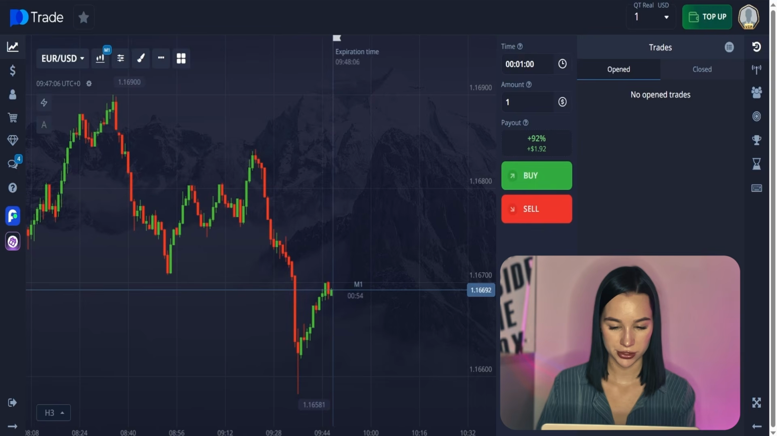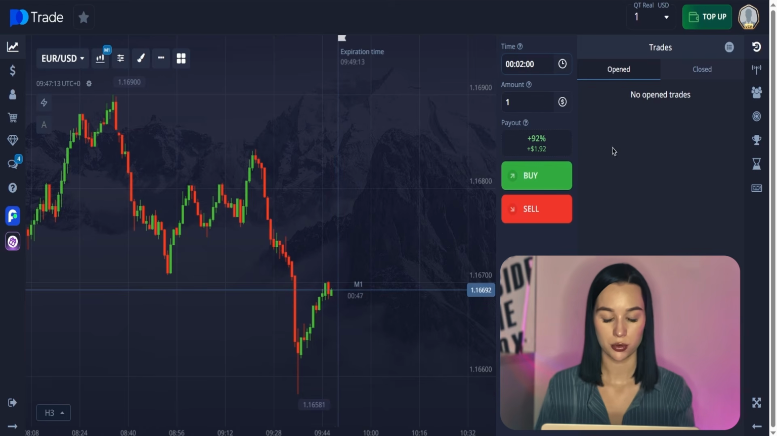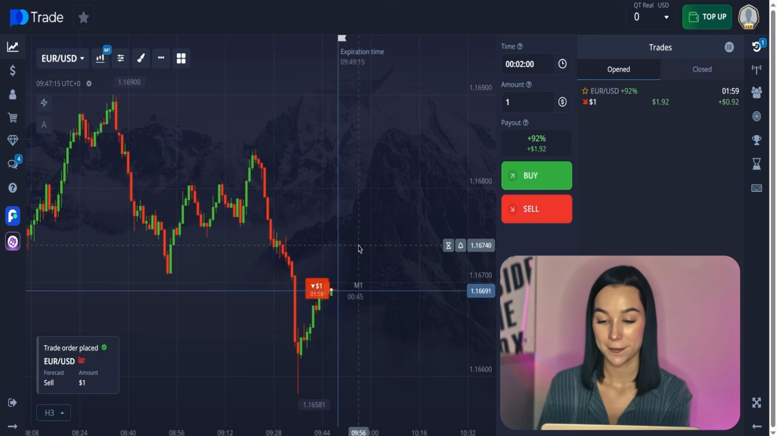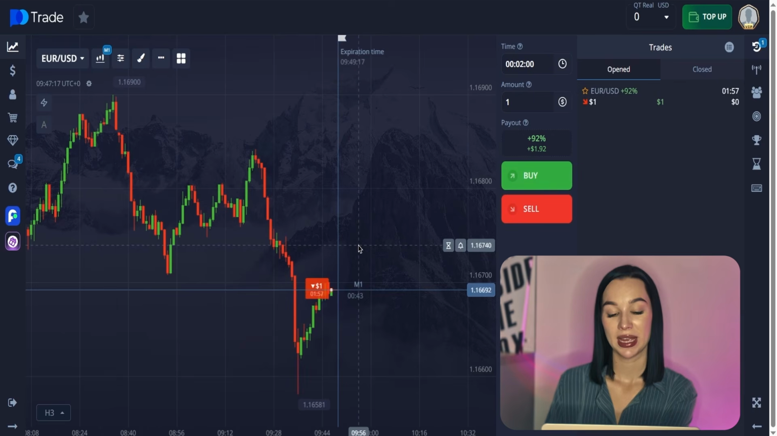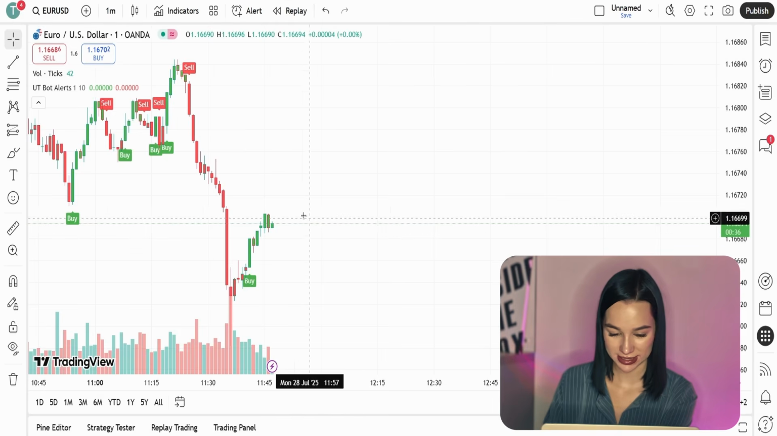The candle time frame here is M1, but let's change the expiration time to 2 minutes and open a sell trade here. I opened it for $1, so today is also going to be a balance-boosting video. I hope everything is going to be fine and this experiment is going to end successfully.